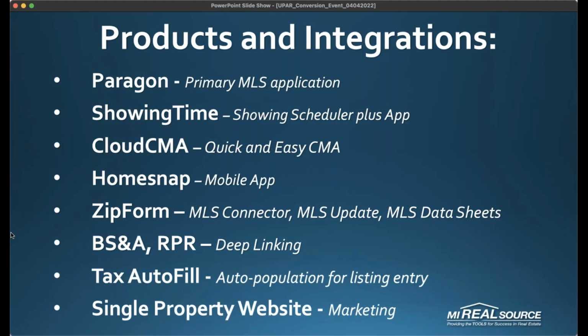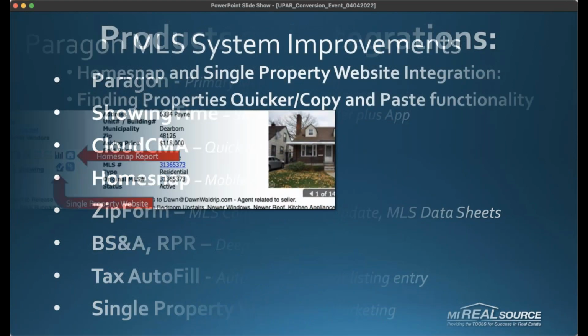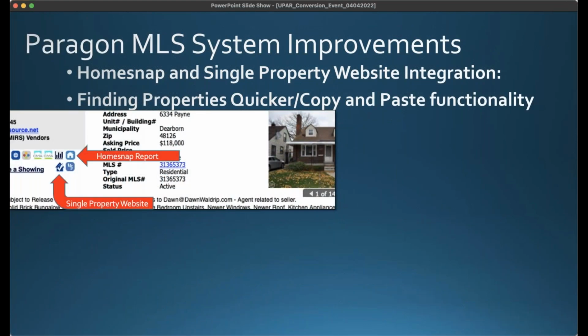And a new feature, which we are going to be introducing this week, is called the single property website. This site allows you to market not only a particular property or listing, but the agent is also able to market that listing and themselves on social media. It's a nice scalable website, and I'll go into that shortly. You can see right here, we do have some deep linking to HomeSnap reports and the single property website.